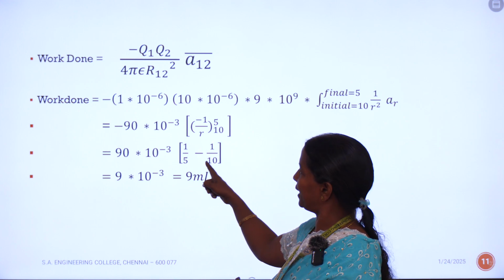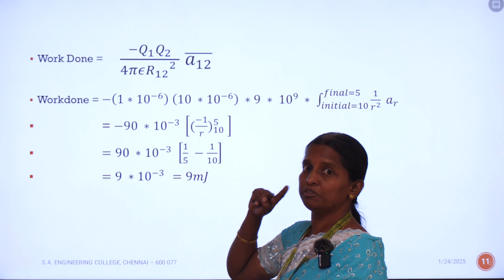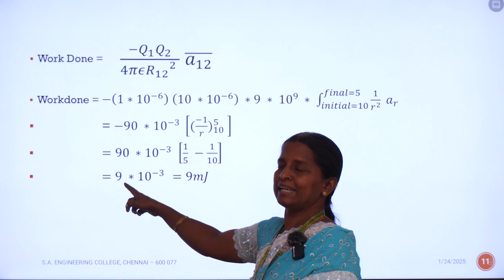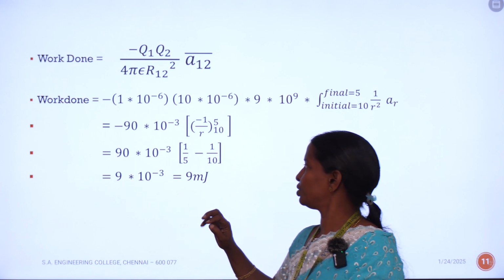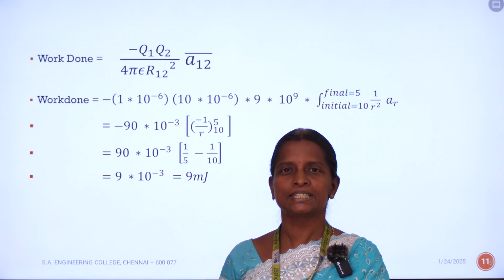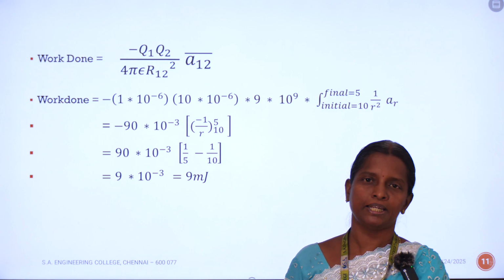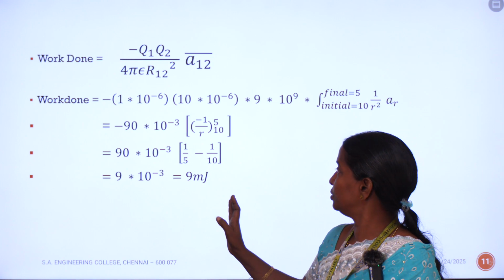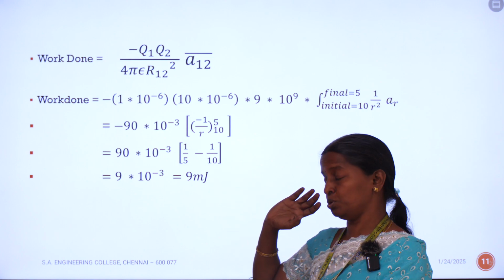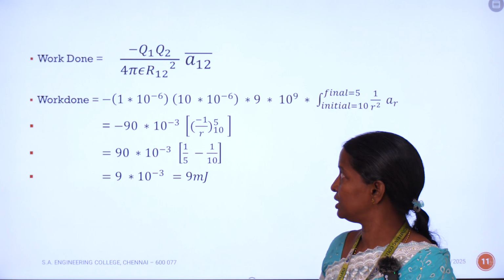So this value will be 0.2, and this value will be exactly 0.1. So 0.2 minus 0.1 will get 0.1. 0.1 is nothing but 1 by 10, so that will get cancelled. So we will be getting 9 into 10 power minus 3. Whenever you see 10 power minus 3, we can substitute it as milli. So 10 power minus 3 milli, 10 power minus 6 micro: milli, micro, nano, pico. Minus 3, minus 6, minus 9, minus 12. So it's enough for us. So we get 9 into 10 power minus 3, 9 millijoules. The unit of work done is joules. So 9 millijoules we will get. So this is our answer.